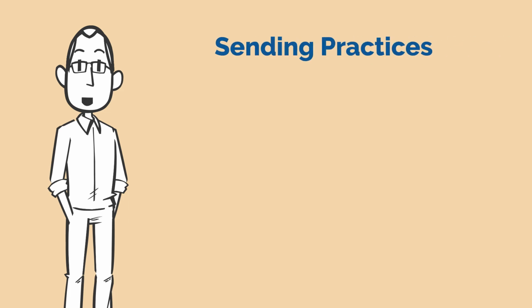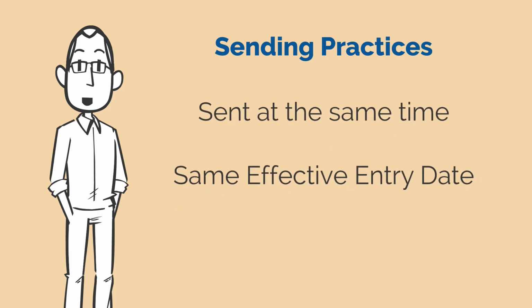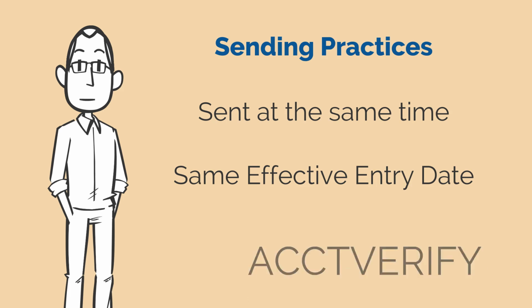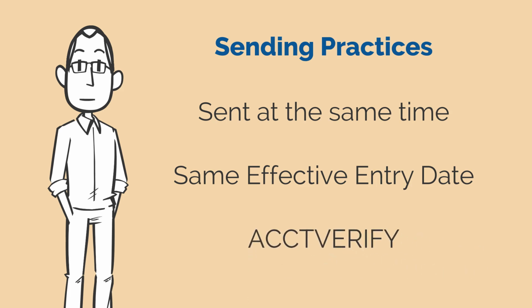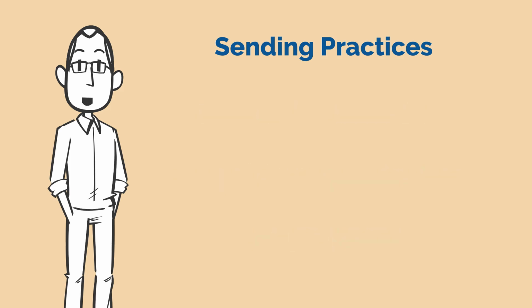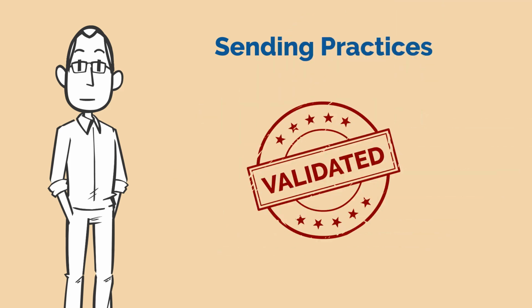No matter how many debits and corresponding credits you decide to send, they must be sent at the same time and use the same effective entry date to limit the impact on the receiver's account balance. Also, regardless of credit or debit, all microentries must use the description ACCT verify. The sender of that credit or debit must also be recognizable to the receiver and be the same or similar to what will be used in future transactions. Once the validating process has been completed, the originating company may begin sending future transactions with appropriate SEC codes.